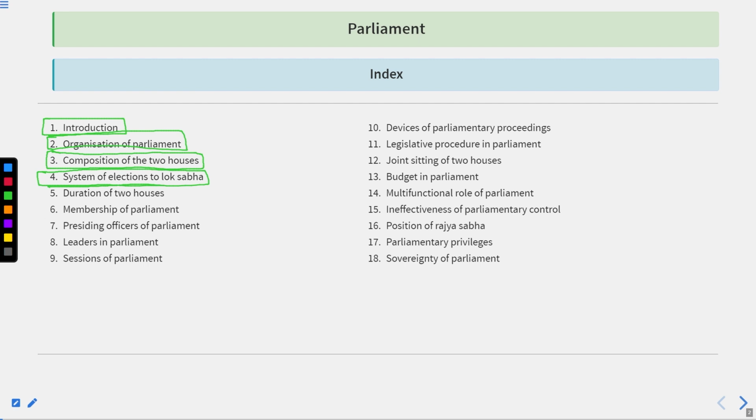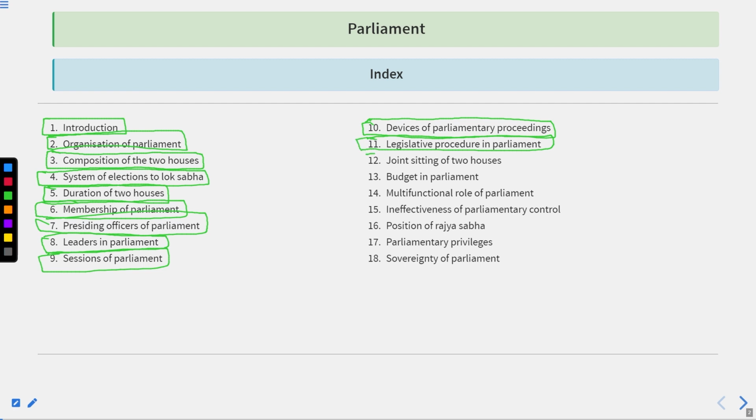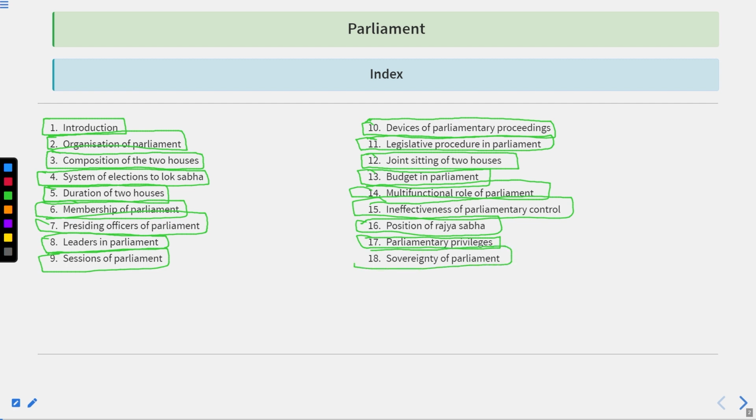thereafter duration of two houses, thereafter membership of parliament, presiding officers of parliament, leaders in parliament, sessions of parliament, devices of parliamentary proceedings, legislative procedure in parliament, joint sitting of two houses, budget in parliament, multifunctional role of parliament, ineffectiveness of parliamentary control, the position of Rajya Sabha, then parliamentary privileges, and then the sovereignty of parliament.